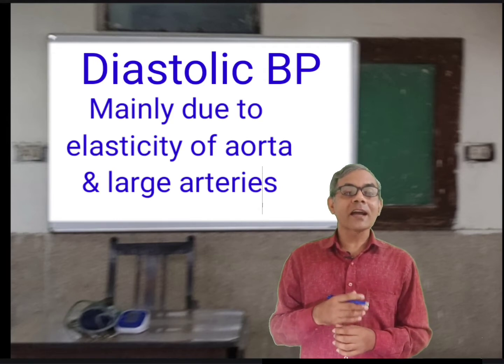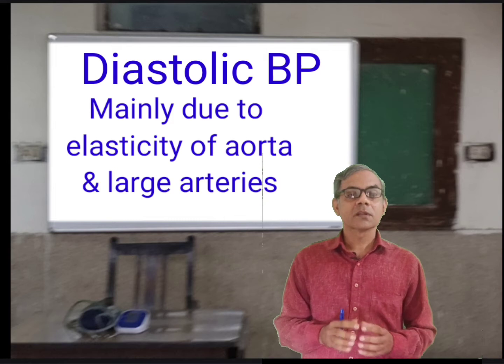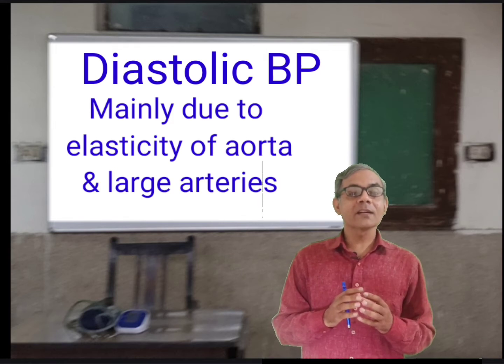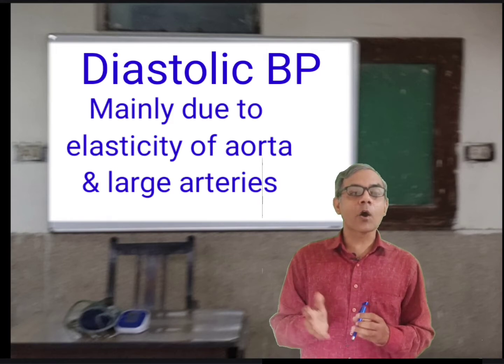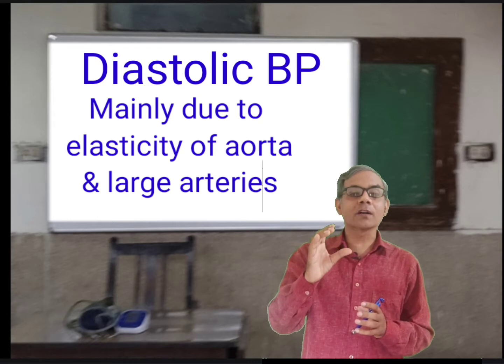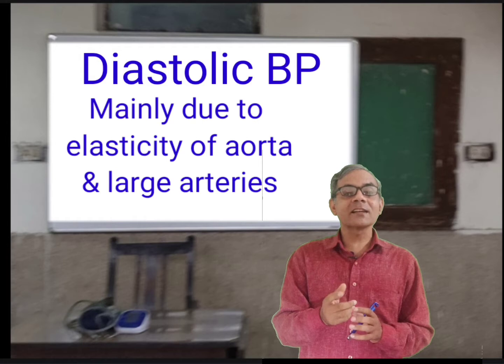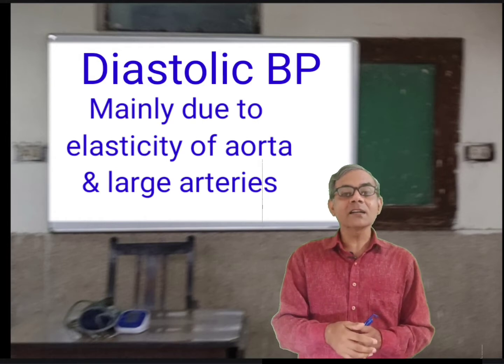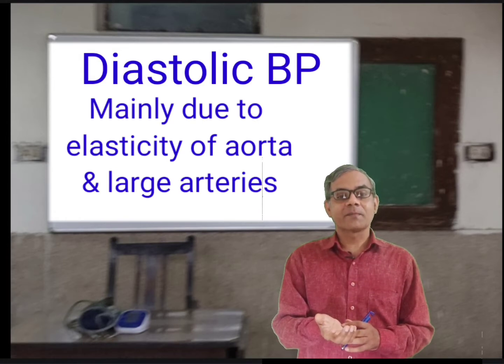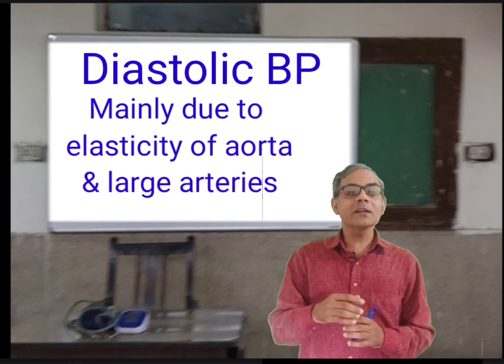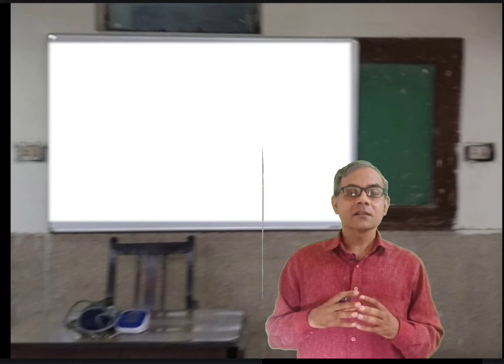So where is diastolic pressure coming from? In diastolic phase, blood is not coming from the heart and aorta. Elasticity of the aorta and large vessels and the peripheral resistance create a pressure. It is called diastolic blood pressure. So it is the minimum pressure during the cardiac cycle.